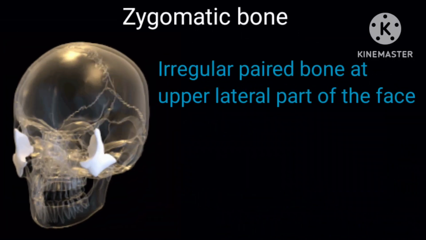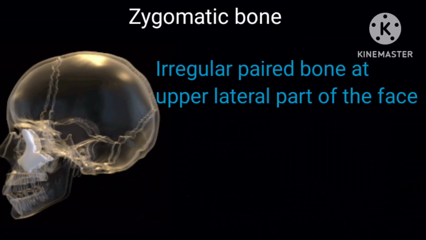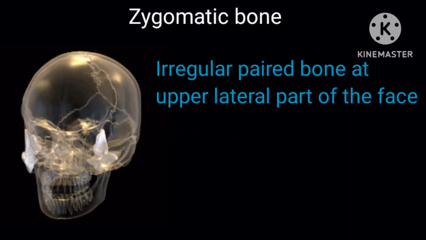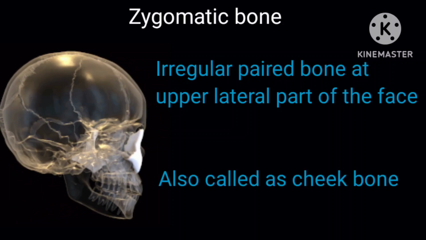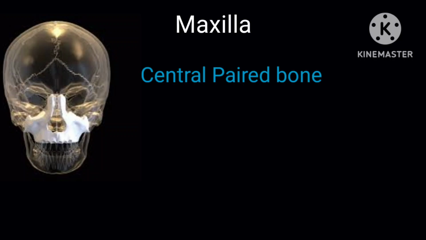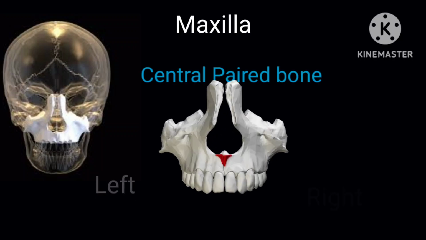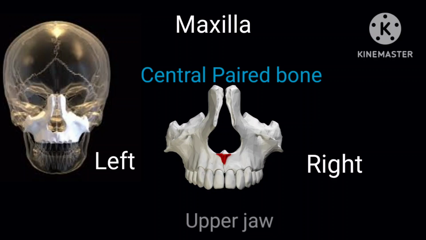The zygomatic bone is an irregular paired bone of the face located at the upper lateral part of the face. It is also called the cheekbone. The maxilla is a central paired bone of the viscerocranium. The left and right maxilla fuse in the middle to form the upper jaw.